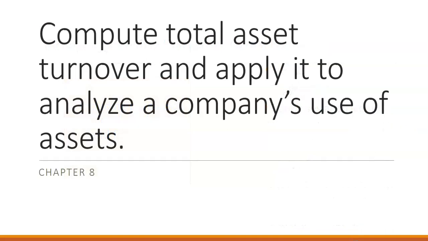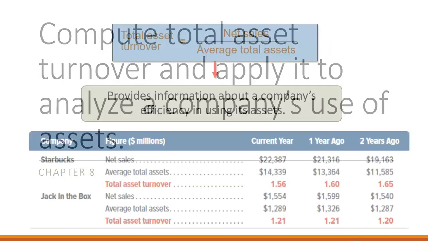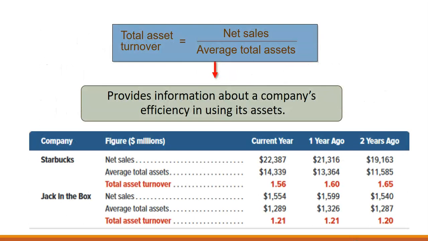So, total asset turnover for organizations. Our total asset turnover is net sales divided by our average total assets. This gives us information about a company's efficiency in using its assets to create profits.